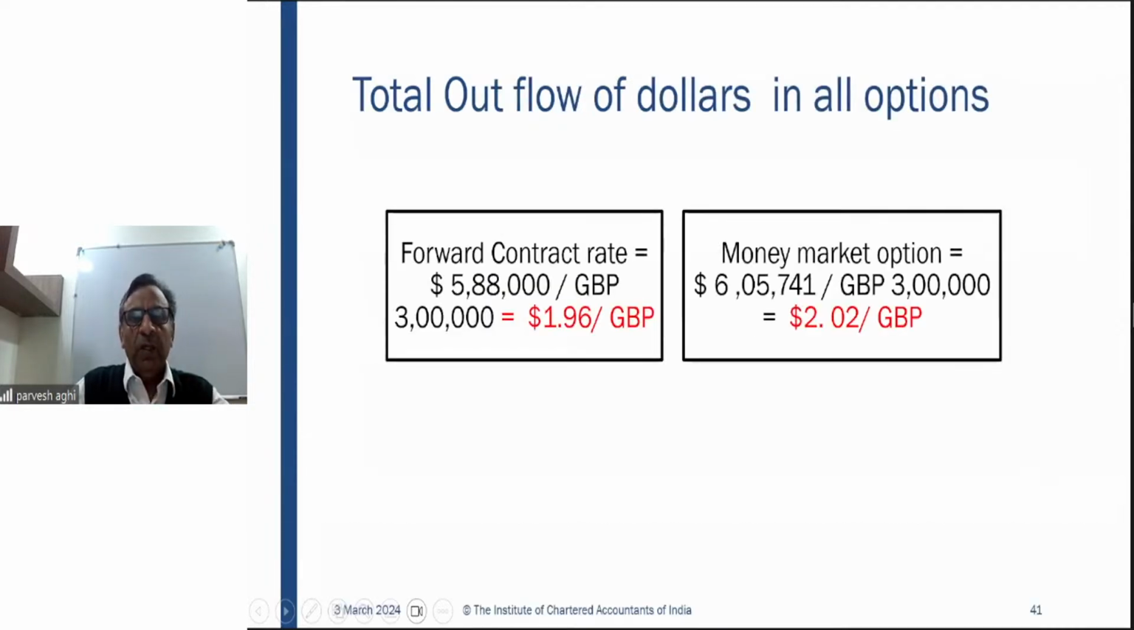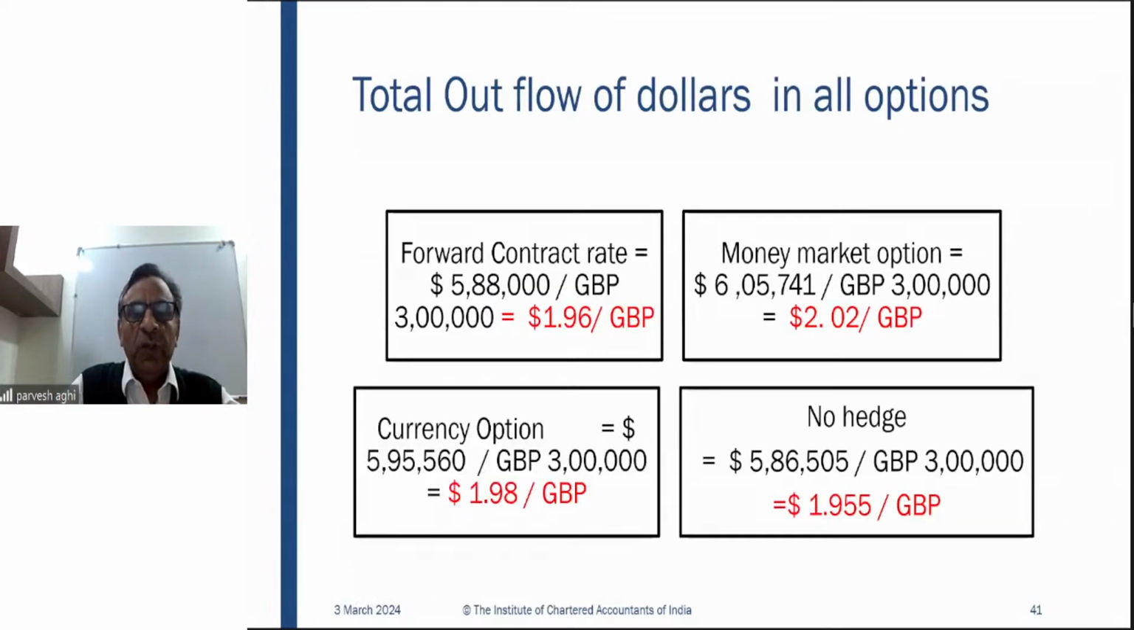Now let's look at all the options. So this is a very important chart, and we must focus. So for the forward contract rate, we found they were paying 5,88,000, and the total exposure was 3 lakh pounds, and it comes to 1.96 per pound. So this was the forward rate which was given in the question. Okay, so this was the kind of cost they were bearing if they would have taken a forward cover.